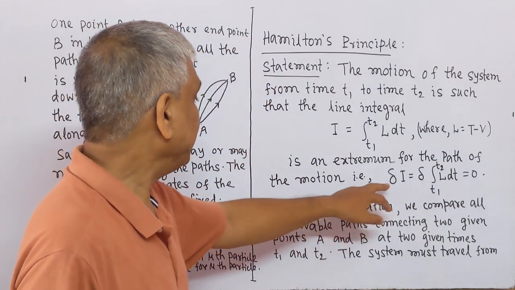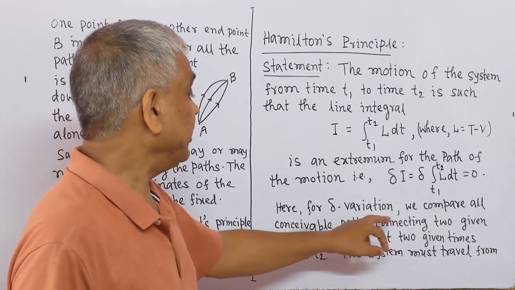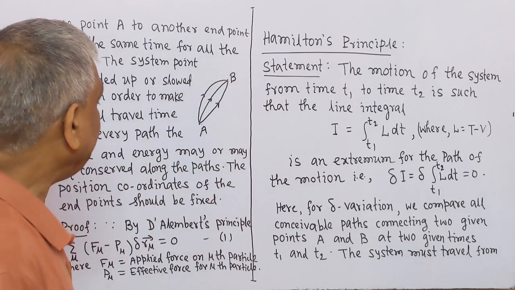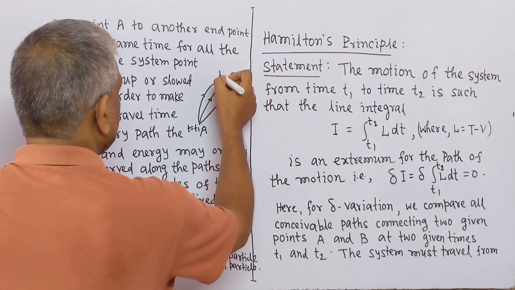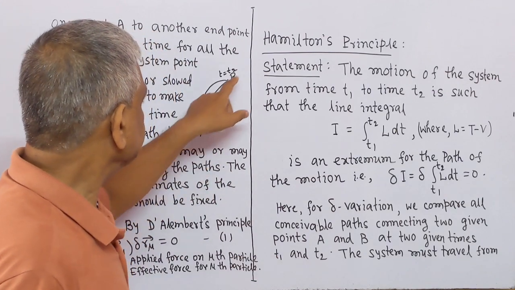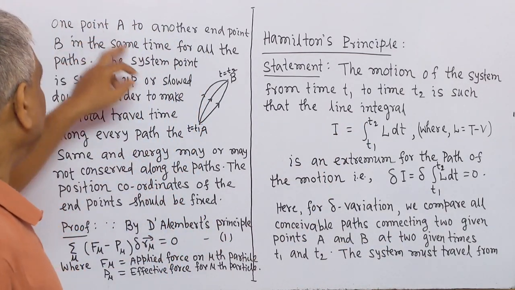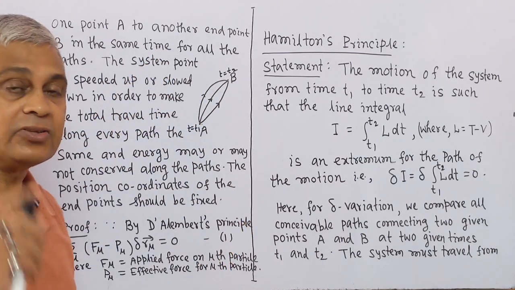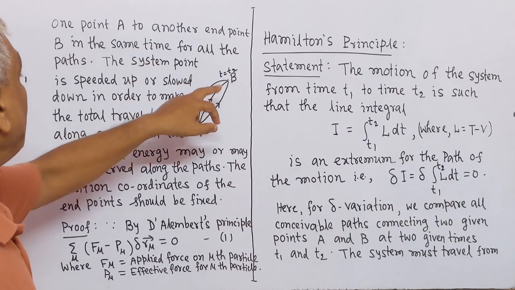Here for delta variation we compare all conceivable paths connecting two given points A and B at two given times. Here time t equal to t1, here t equal to t2. The system must travel from one point A to another point B in the same time, means the difference of t2 and t1 be the same for all paths.